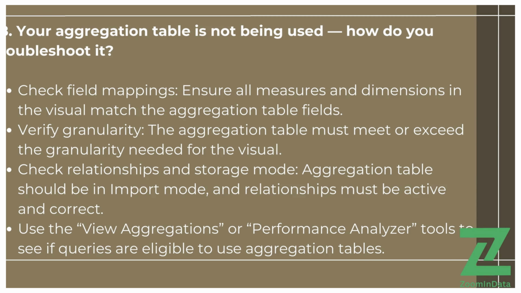18th question. Your aggregation table is not being used. How do you troubleshoot it? Check field mappings. Ensure all measures and dimensions in the visual match the aggregation table fields. Verify granularity. The aggregation table must meet or exceed the granularity needed for the visual. Check relationships and storage mode. Aggregation table should be in import mode, and relationships must be active and correct. Use the View Aggregations or Performance Analyzer tools to see if queries are eligible to use aggregation tables.